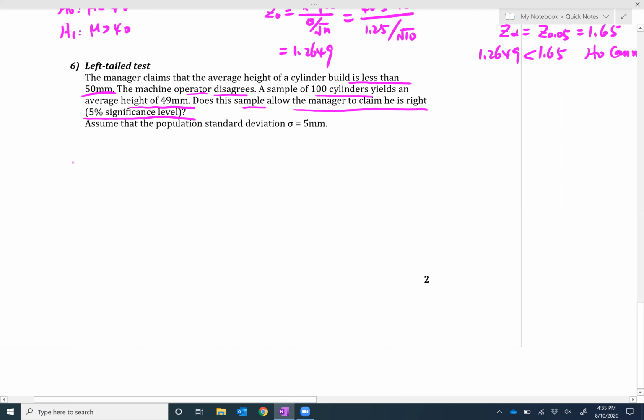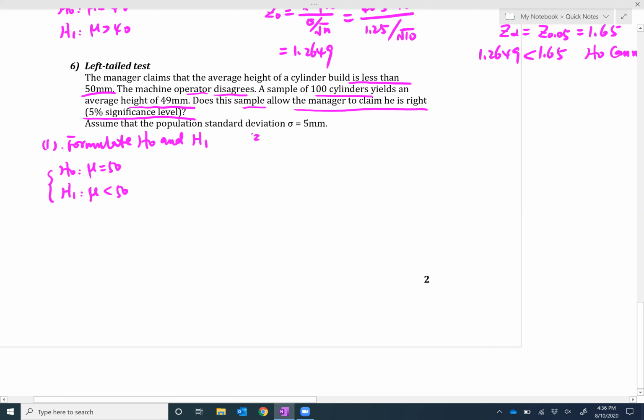So in this case, the first step is to formulate the hypothesis. H0: mu equals 50. H1: mu less than 50, because the manager claims that it's less than.